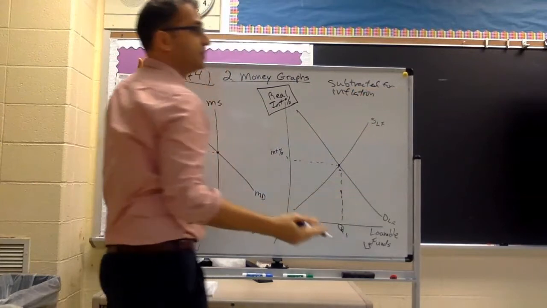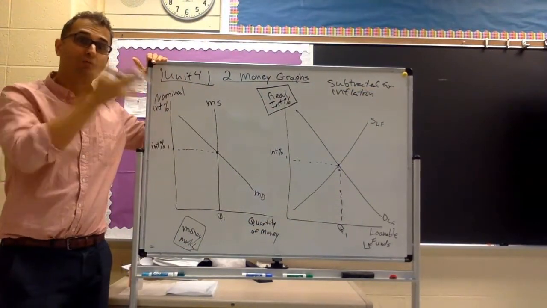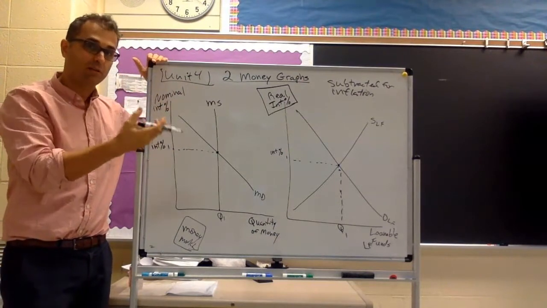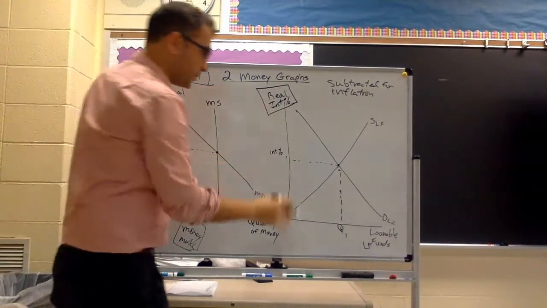So if I put $100 in the bank, if I go by the real interest rate, I make $5 real dollars. I can buy $5 more worth of actual goods and services because we subtracted for inflation. All right, so that's the difference between the two.